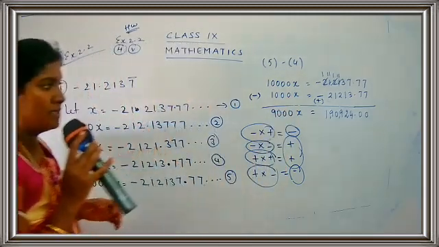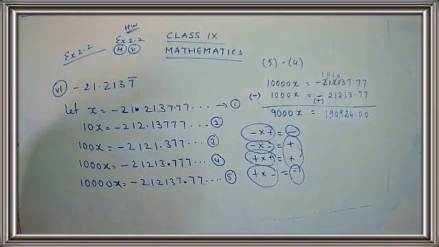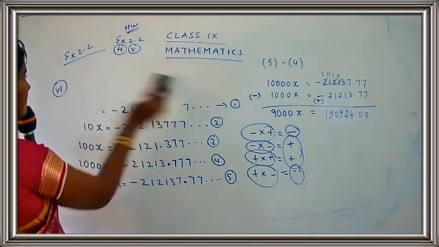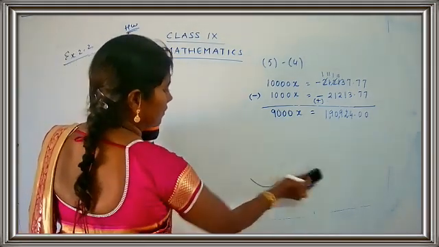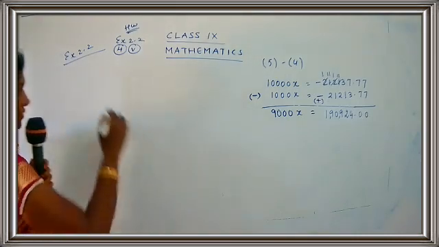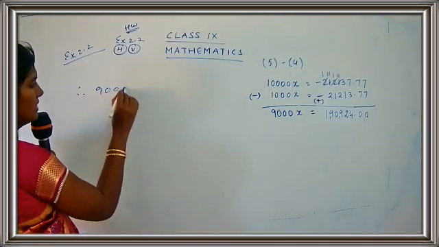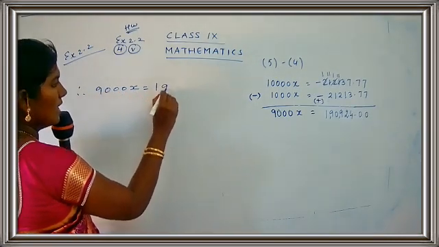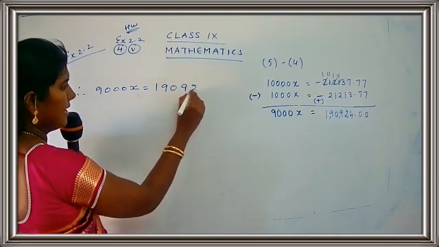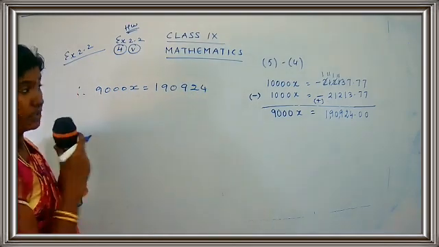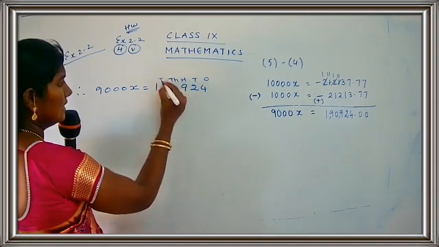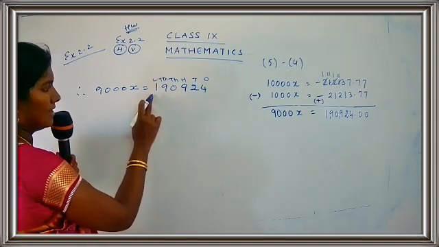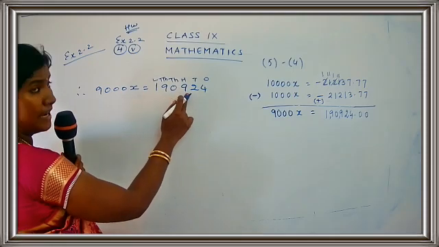So 9,000 x is equal to 1,90,924. Let me write the final answer. Therefore, 9,000 x is equal to 1,90,924. You know how to read the number, yes children? Ones, tens, hundreds, thousands, 10,000 and lakh. So 1,90,924.